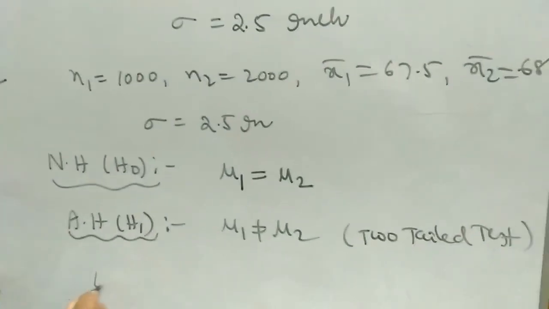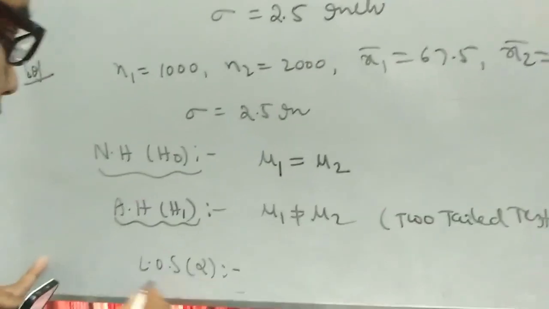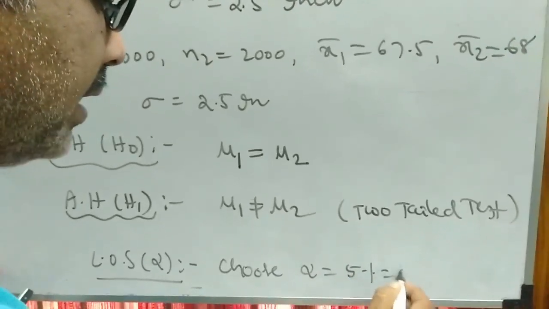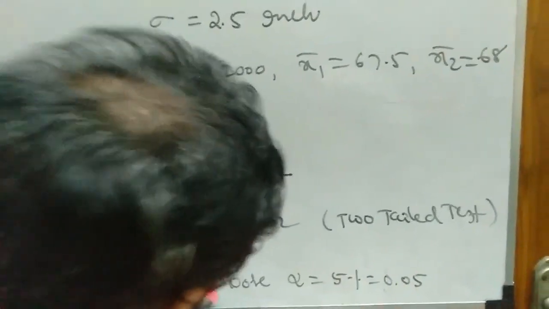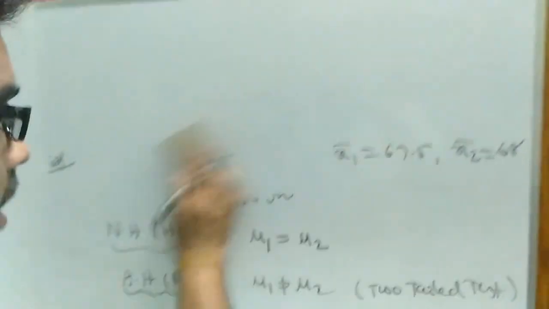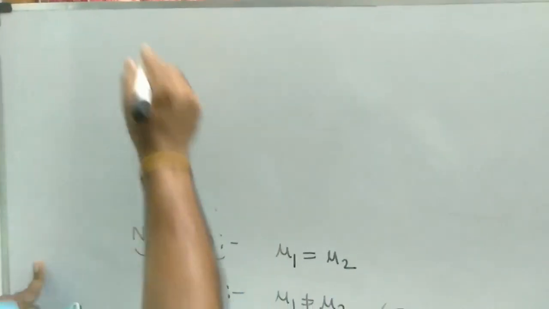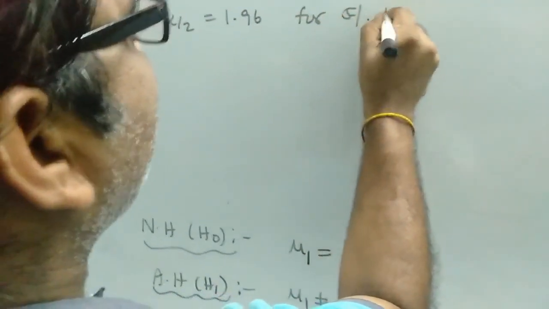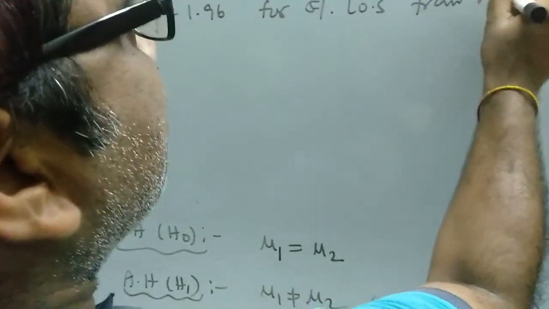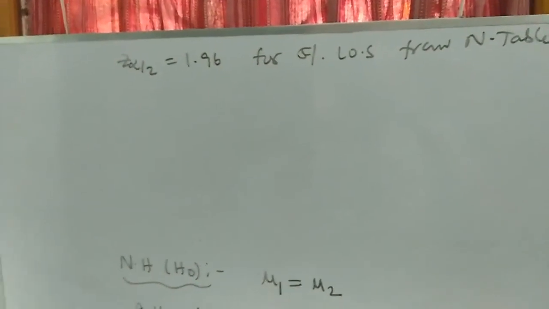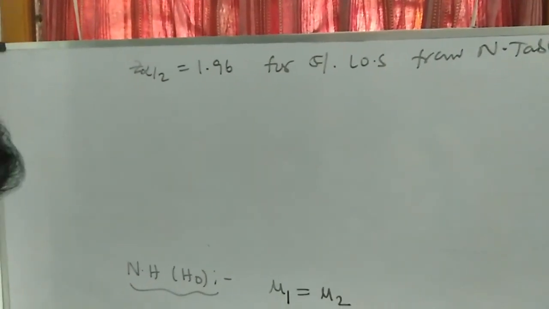Then level of significance, that is the third one. Here there is nothing in the problem, so choose alpha is equal to 5% or 0.05. You can take 5% or 1% or 10%, that is your option. If the problem mentions it, then you should write that. Now here you mention z alpha by 2. So z alpha by 2 value is 1.96 for 5% LOS from normal tables, since it is a two-tailed test. If it is a single-tailed test, the value changes.